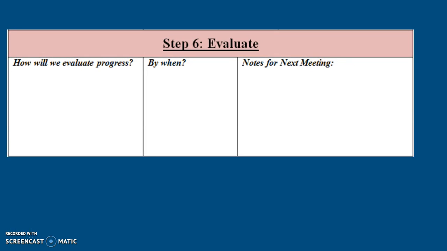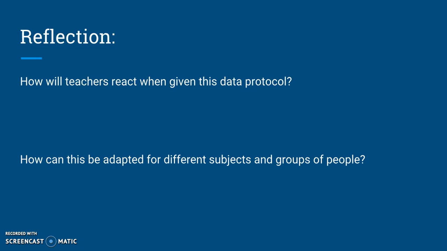And finally, step 6 is where you evaluate. This is setting you up for the next meeting of how will you evaluate the progress based on your action plan, by when do you need to have this done, and then any notes for the next meeting where you will basically go through this process again by looking at your new set of data and seeing if you have been moving in the right direction or if you need to create a new plan.